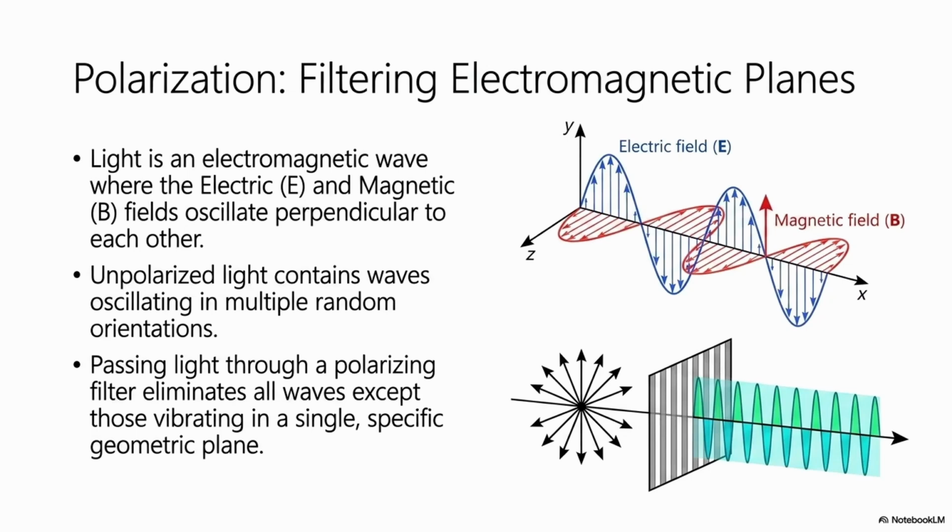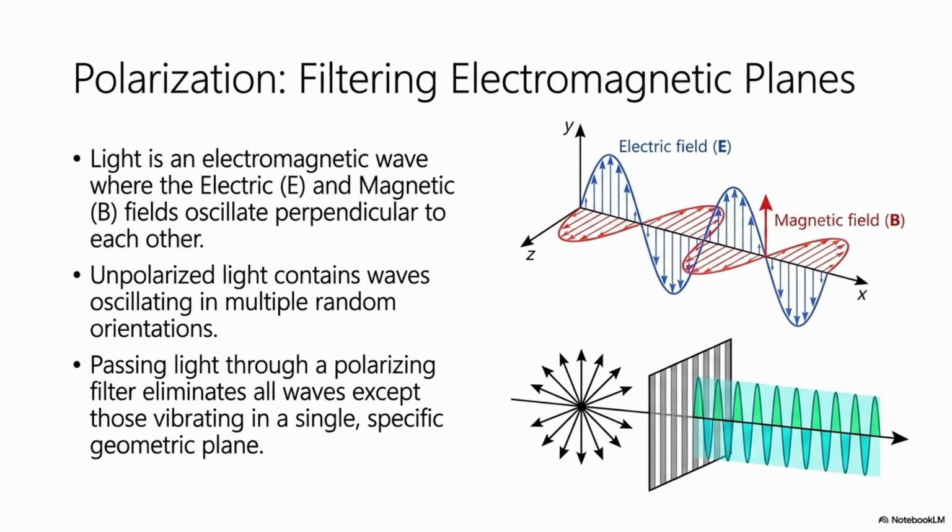But when you pass that chaotic light through a polarizing filter, which is our real world use case here, like polarizing sunglasses, it acts like a microscopic picket fence. It eliminates all waves except the ones vibrating in a single specific geometric plane. It blocks the horizontal glare and only lets the vertical waves pass through. Exactly. It strips away the chaos.